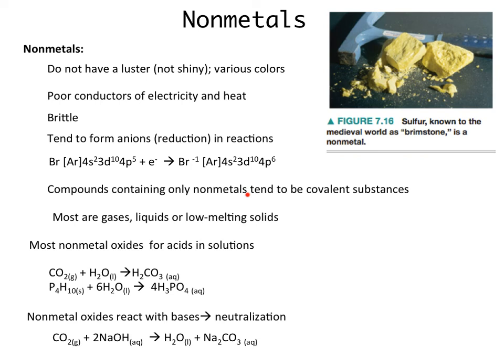If we look at the nonmetal oxides, they're going to behave quite differently than the metal oxides that we discussed previously. When we put nonmetal oxides, in this case carbon dioxide, into water, they're going to give us a corresponding acid in solution. So our carbonic acid will be produced when these two are combined.